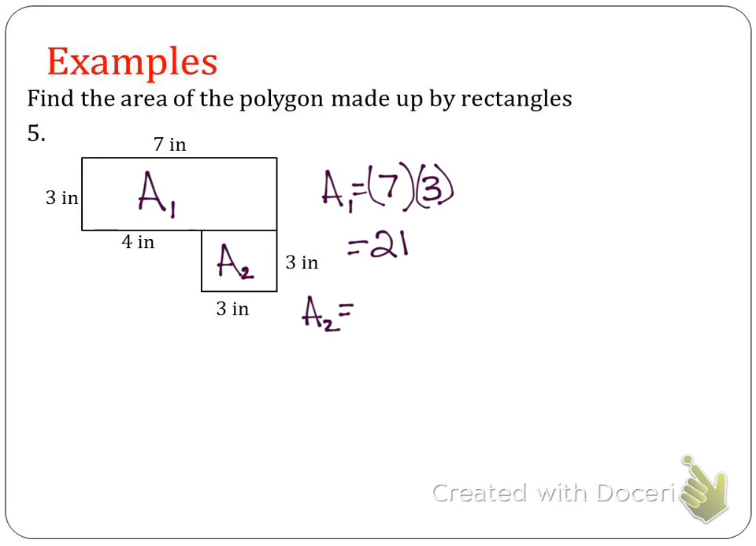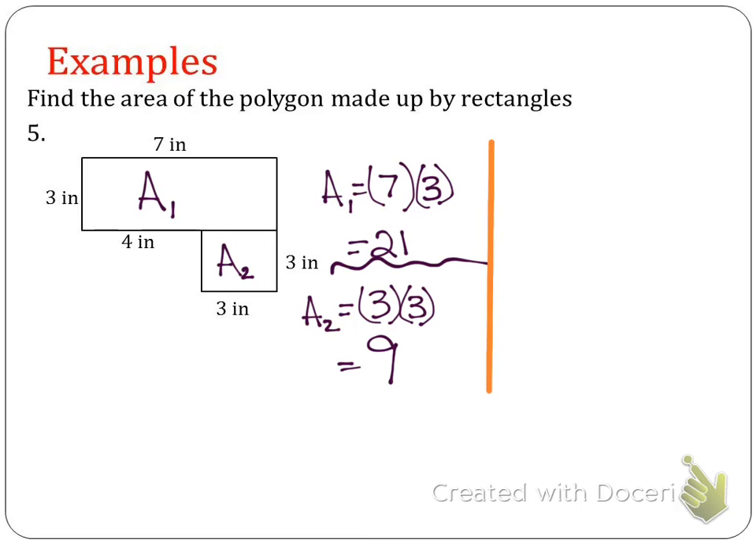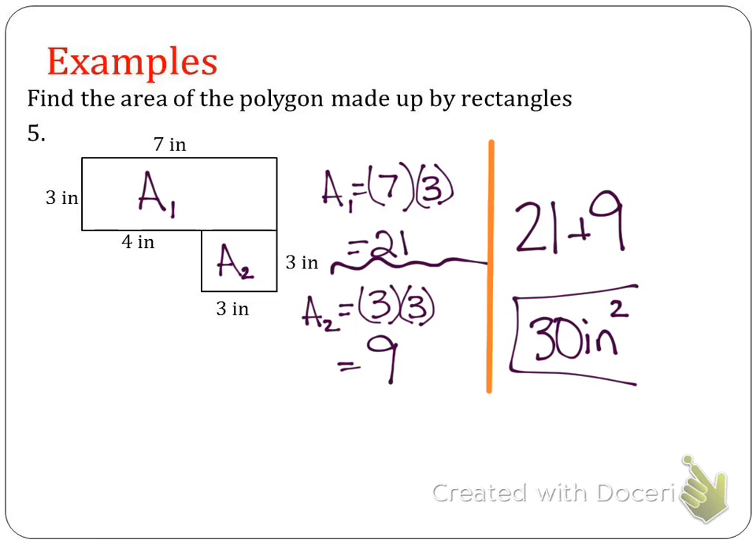And in the second area, looking at base times height, it's ironically a square since both sides are the same. So I could have either taken 3 and squared it, or taking 3 times 3. Once I have both areas, I'm now ready for the total. Adding the two together and writing in my final answer. Making sure I keep units being squared.